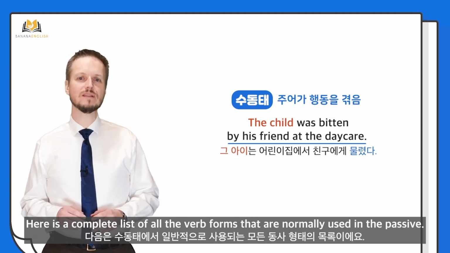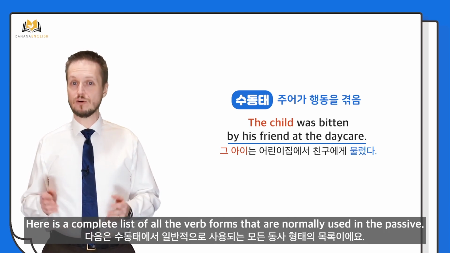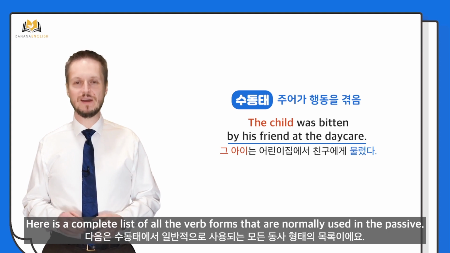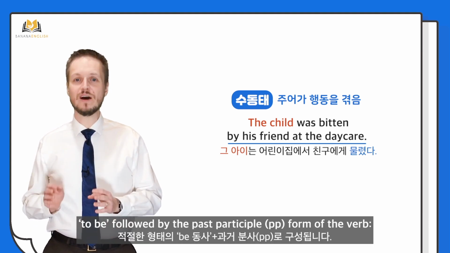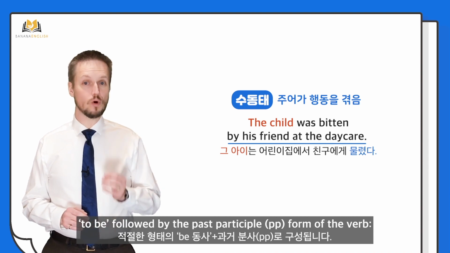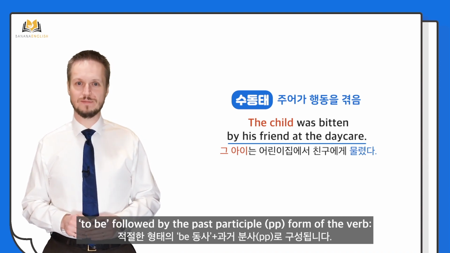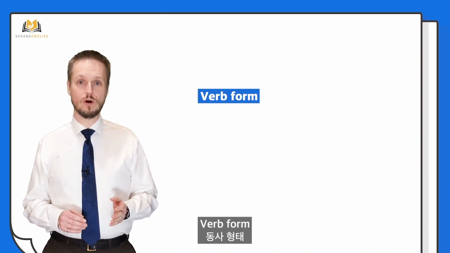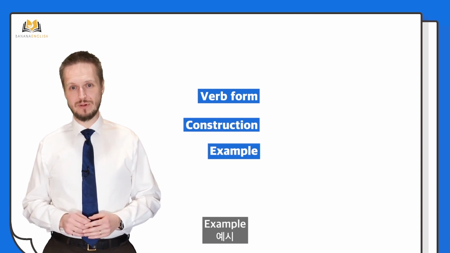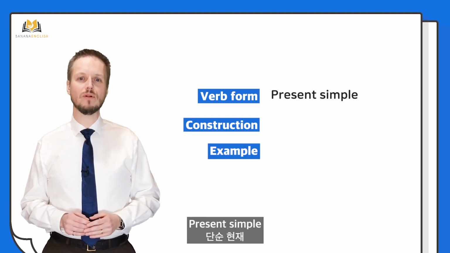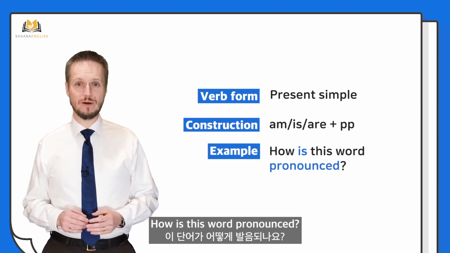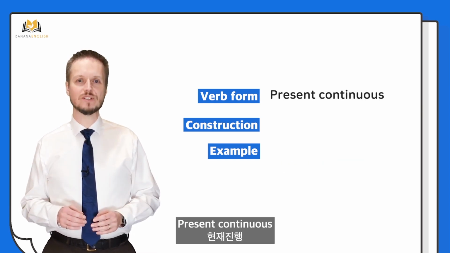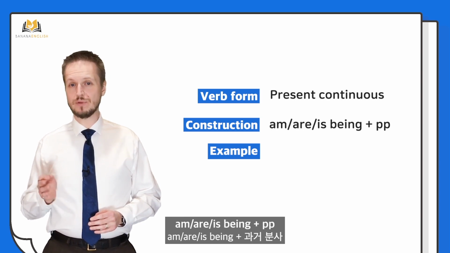Here is a complete list of all the verb forms that are normally used in the passive. Passive forms are made up of an appropriate form of the verb to be, followed by the past participle, or PP, form of the verb. Verb form, construction, example. Present simple: am, is, are plus PP. Present continuous: am, are, is being plus PP.